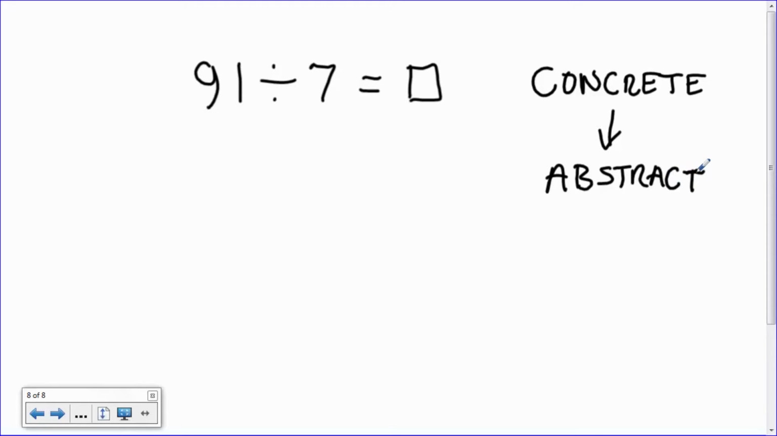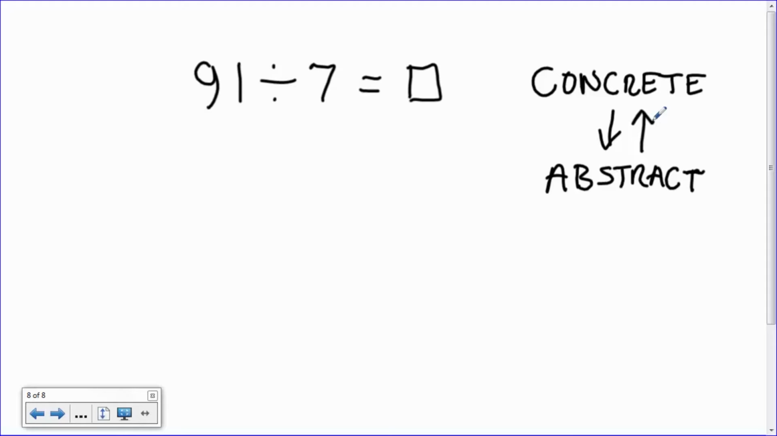is one that should be made slowly and deliberately. When I move from a concrete setting, which I have to, and my numbers start to get larger, to an abstract setting, we want to make sure that the kids understand what's meant in the concrete setting. So we want to make sure that they can go back and forth between concrete conceptual understanding and abstract conceptual understanding.